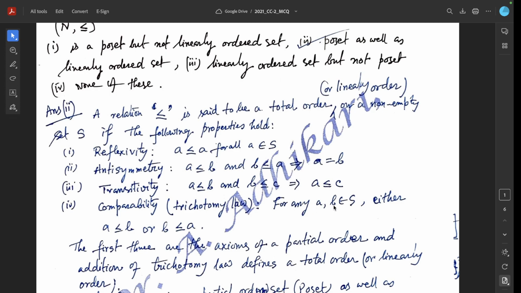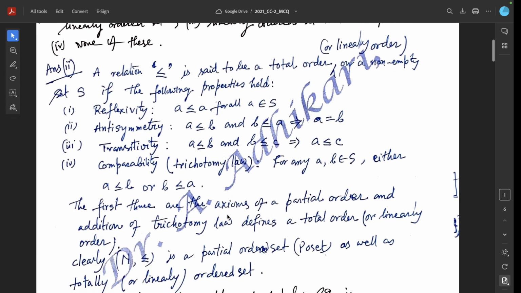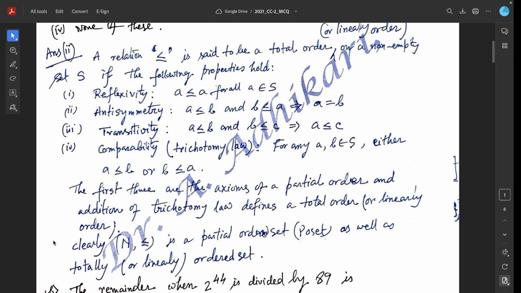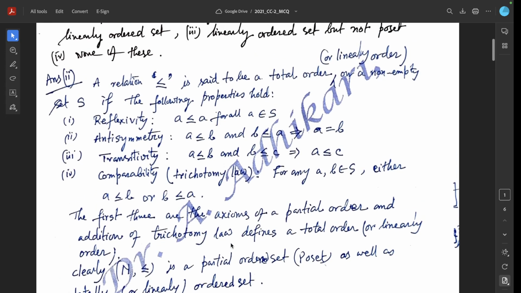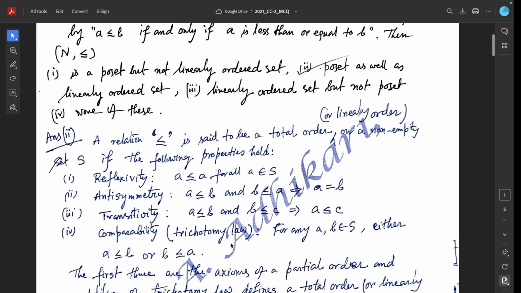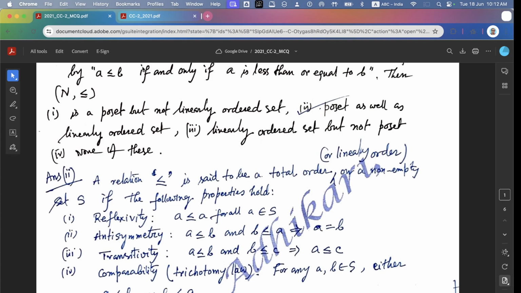law: for any a, b belongs to S, either a ≤ b or b ≤ a. First three are the axioms of the partial order, and addition of the trichotomy law defines the total order or linear order. Clearly, (N, ≤) is a partially ordered set, poset, as well as a totally or linearly ordered set. Correct option is 2.